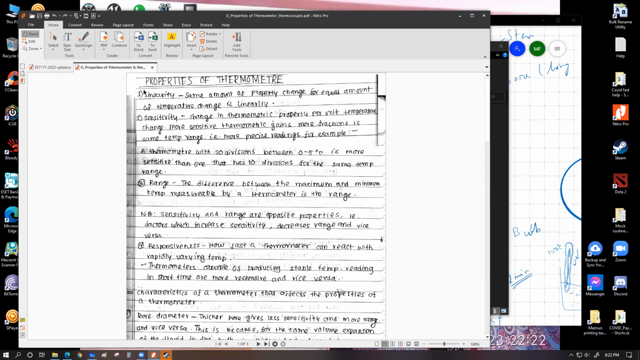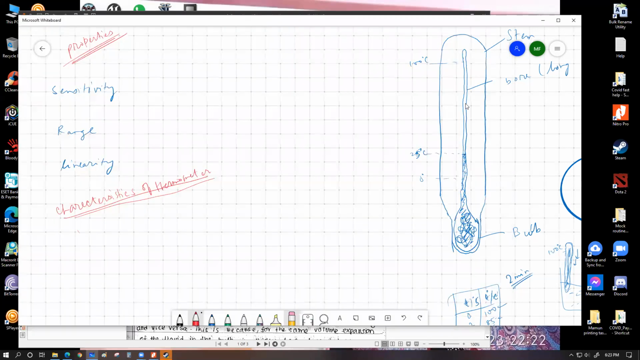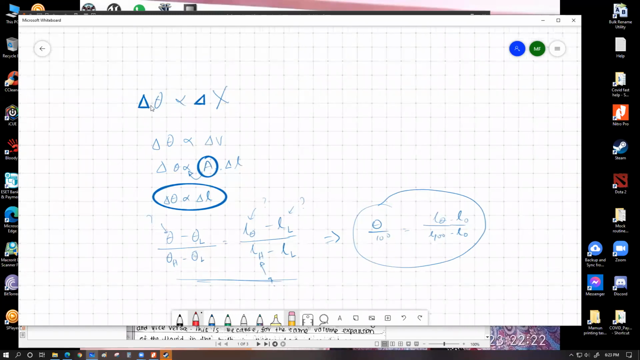Have a look. Linearity. What do we mean by linearity? Linearity means the same amount of property change for an equal amount of temperature change. It's basically a word description of that proportionality equation that we saw in our last class, that the change of temperature is directly proportional to the change of thermometric property. This proportionality should be maintained over the entire working range of the thermometer. If this proportionality is not maintained, then we cannot use that thermometer for our purpose.